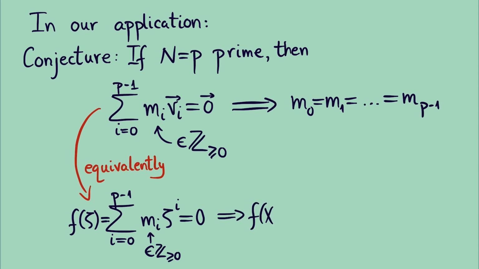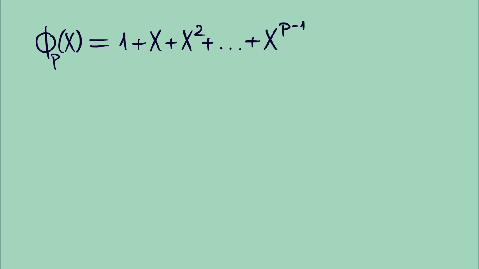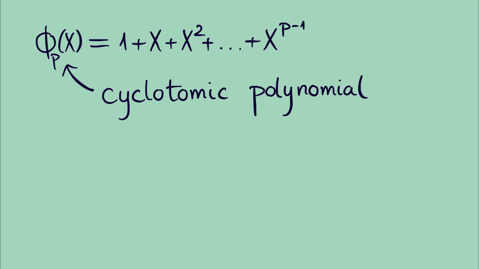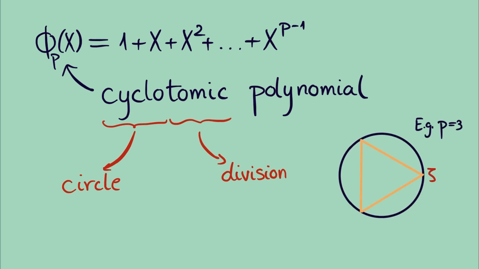In other words, such a polynomial should be of the form c times 1 plus x squared and so on plus x to the power of p minus 1 for some positive integer c. This last polynomial, which we denote by capital Phi subscript p, has a name. It's called the pth cyclotomic polynomial. The name comes from Greek and means dividing the circle, since zeta is a root of phi, as we will see, and all the powers of zeta divide the unit circle into equal parts.